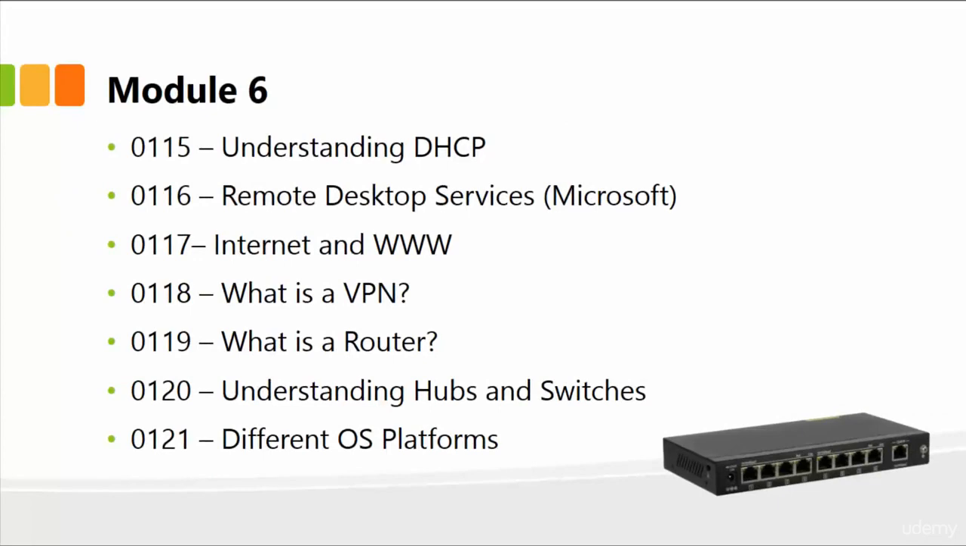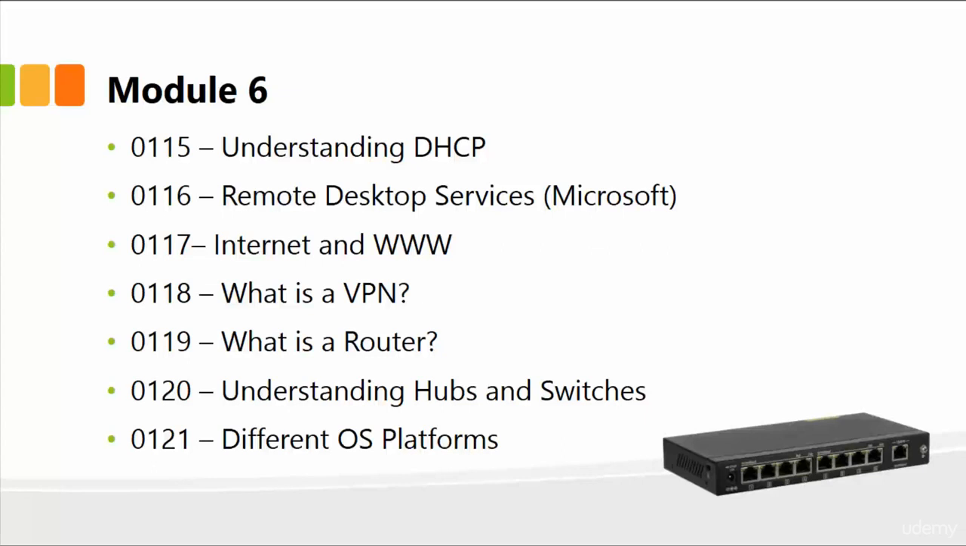Module 6 is understanding DHCP, which is basically a service that assigns an IP address to your computer dynamically. So I'll talk about that once we get to the lesson. Next, I'm going to talk about the remote desktop services, how to use them, what they are. I'll also detail out the internet and the www. So how does that work? What happens when you see a URL, for example? What is a uniform resource locator? How do you navigate on the internet, and so on?